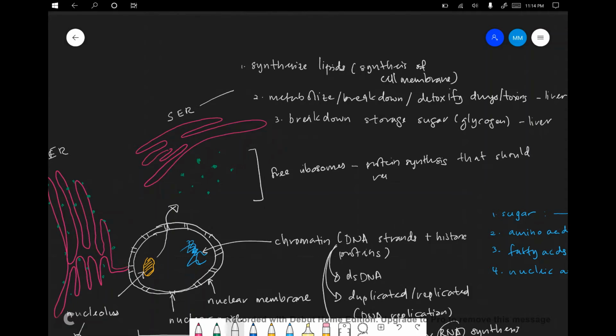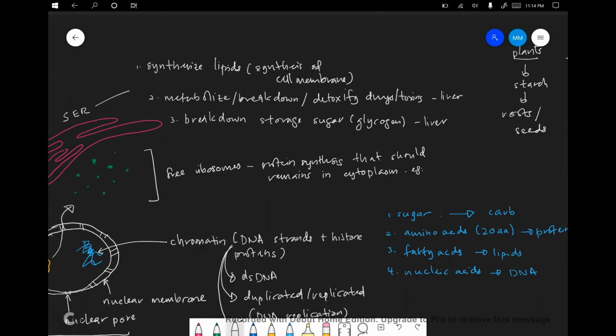Should remain in cytosol or cytoplasm. So example of this, okay, we have our enzymes in the glycolysis pathway. So please ensure that you know at least one or two enzymes involved in the glycolysis pathway so that you can answer examples of protein synthesis done by the free ribosomes, okay?